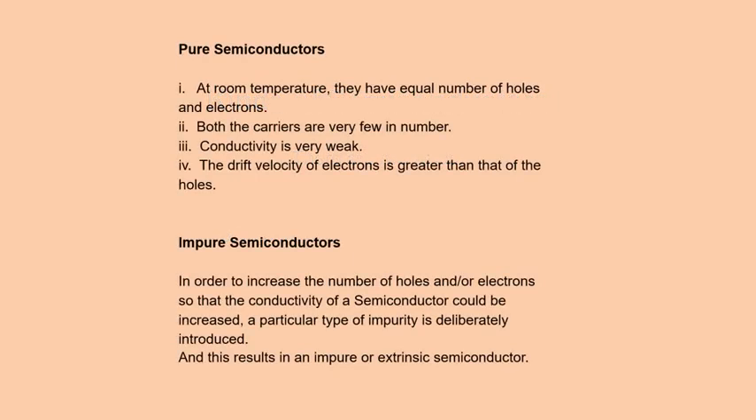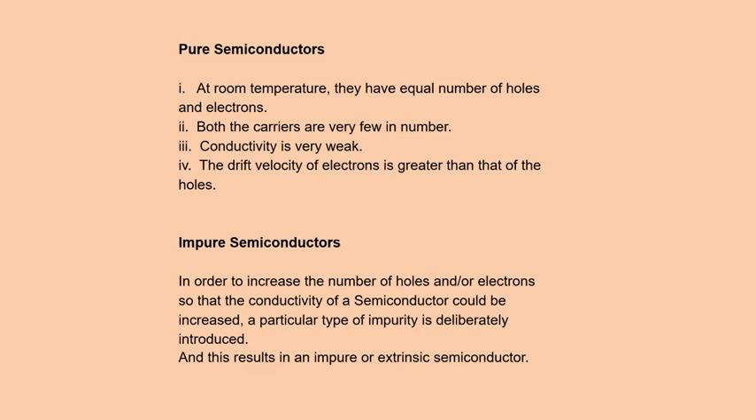What do we need to know about the pure semiconductors? At room temperature, they have equal number of holes and electrons. Both holes and electrons, both the carriers, they are very few in number, and the conductivity is very weak, and the drift velocity of electrons is greater than that of the holes.